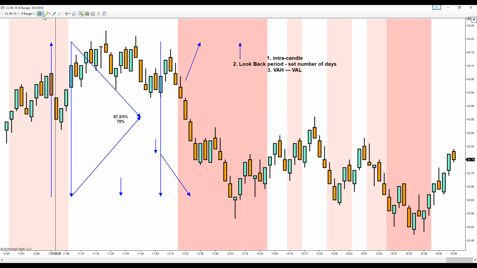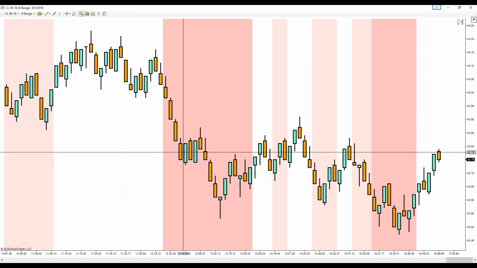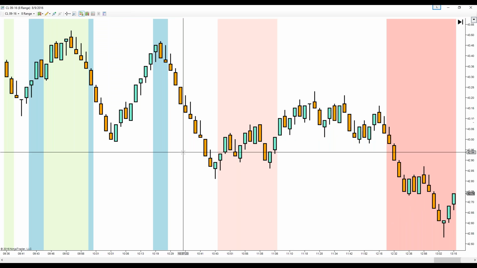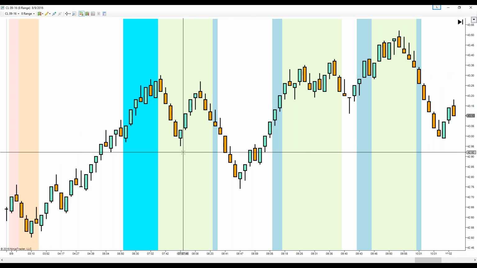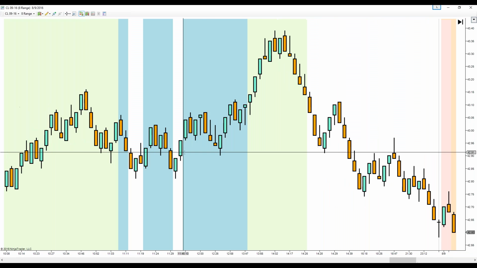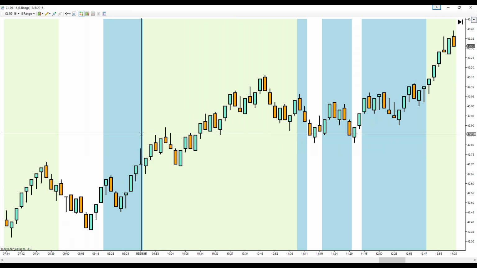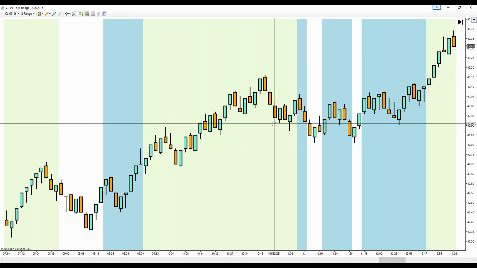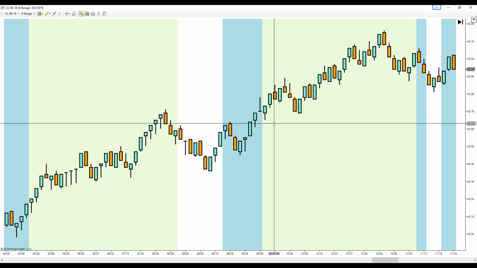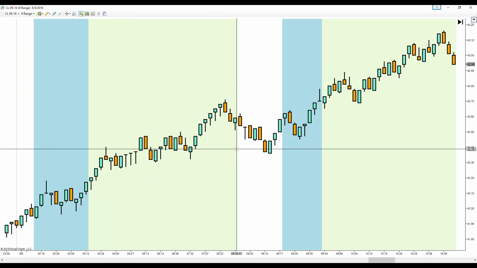I'm just going to remove all of the drawing objects. Okay, now what background bias does is it looks at the direction of the market on 2 higher time frames. It doesn't look at anything that has to do with price on your trading chart. We believe that indicators like that are useless.